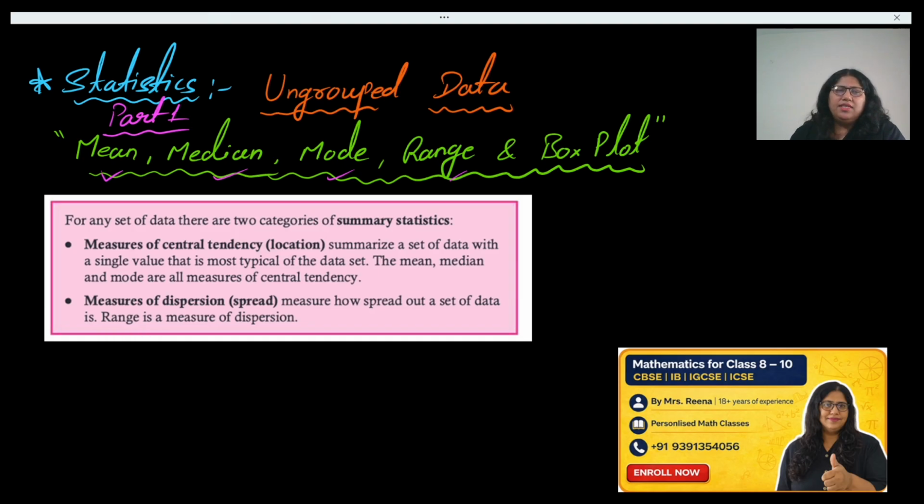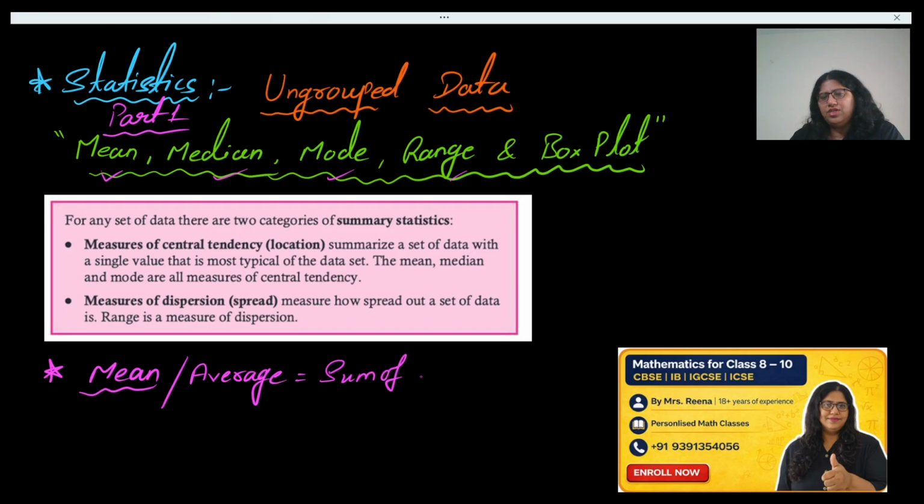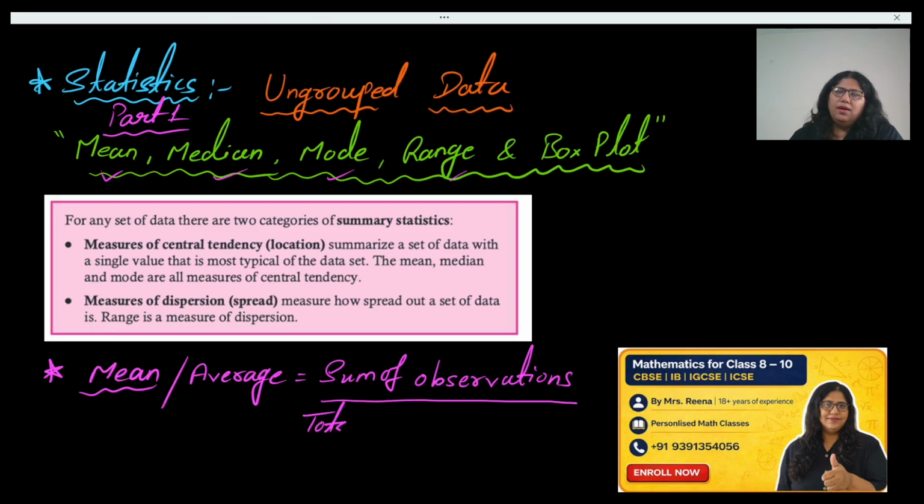So first thing we will see: what you have learned in lower grades, the mean formula. Mean, another name for it, is nothing but the average, right? You know that mean is nothing but the average. So you take the sum of observations. This is the basic definition that you have used in your lower grades, and the same thing we are going to use here. Then divide by the total number of observations. So this is the basic formula of mean.